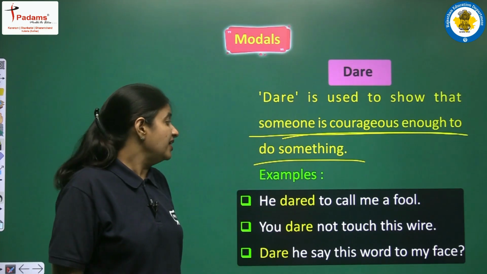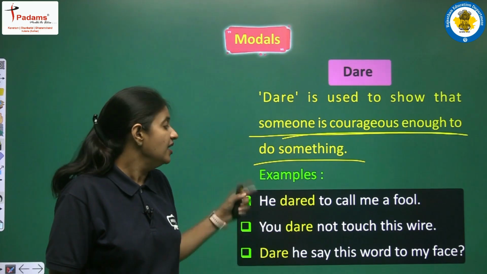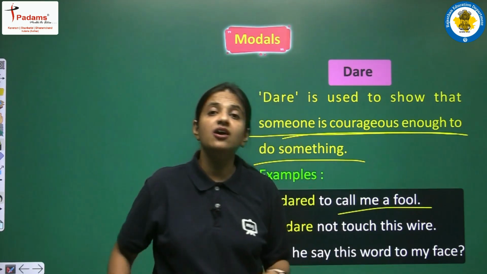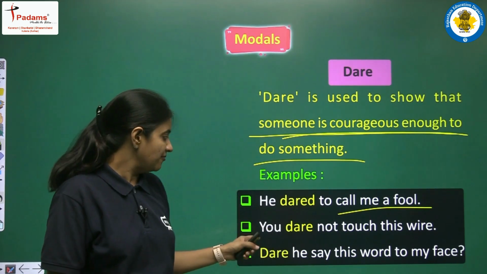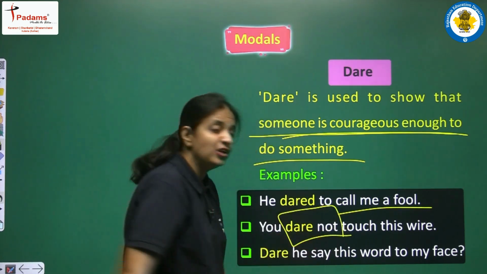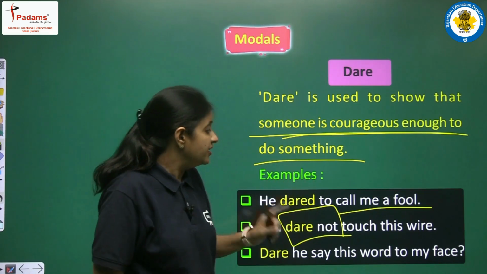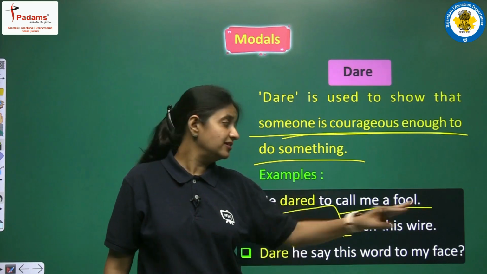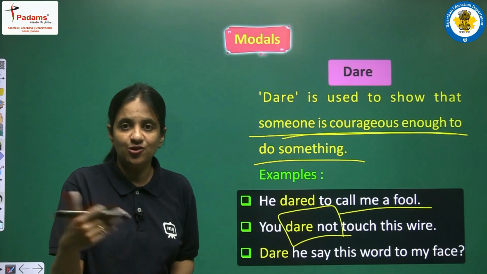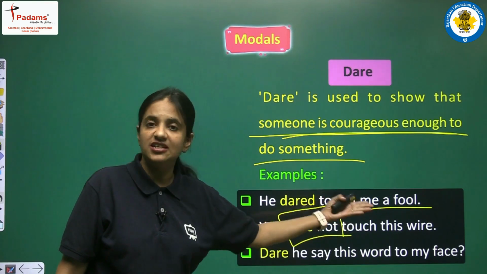First example is, he dared to call me a fool. Here we are talking about one person and we are saying that he was courageous enough that he called me a fool. Next we have, you dare not touch this wire. Yes, here we have the negative form, dare not. We are saying that this wire is very dangerous, so don't perform such kind of courage as to touch this wire.